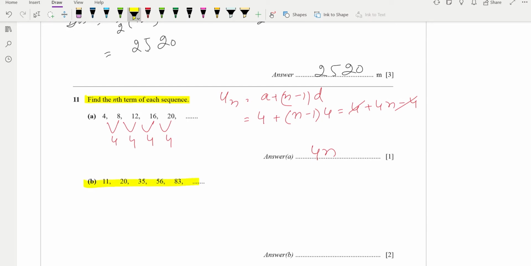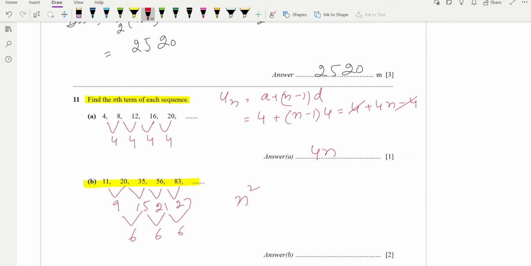Now the B part. This sequence is given for which we need to find the nth term, so we will check the difference. The first difference is plus 9, then this is 15, this is 21, and this one is 27. If we check with the calculator we can find the difference, and this will be 6, 6 and 6. So the second order difference is the same, which means that n squared is involved.